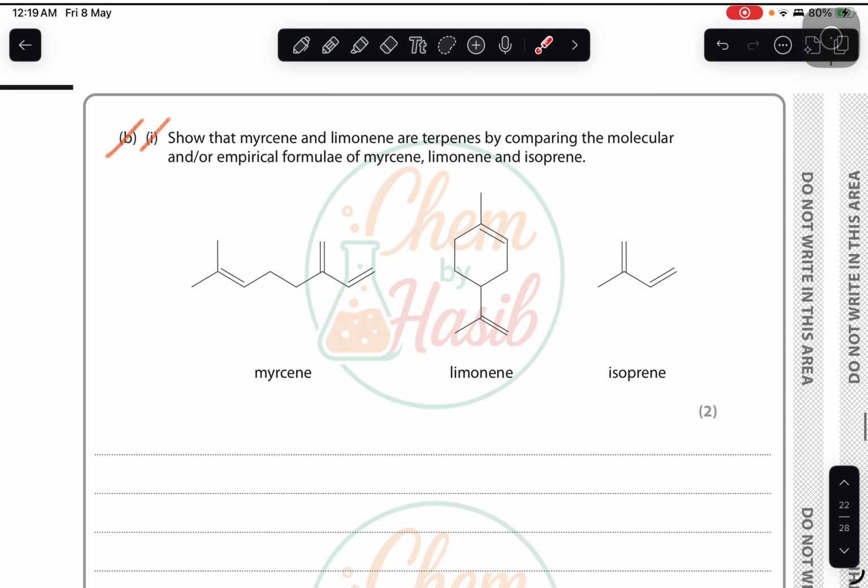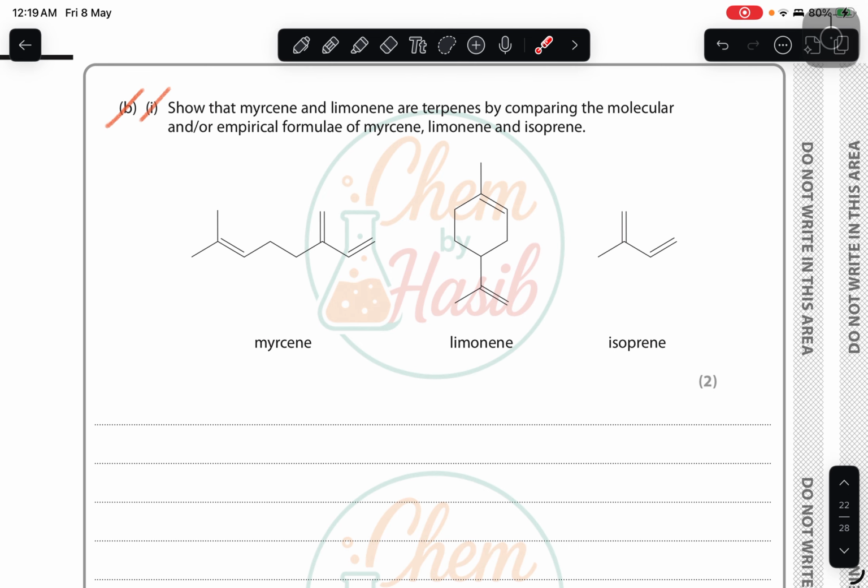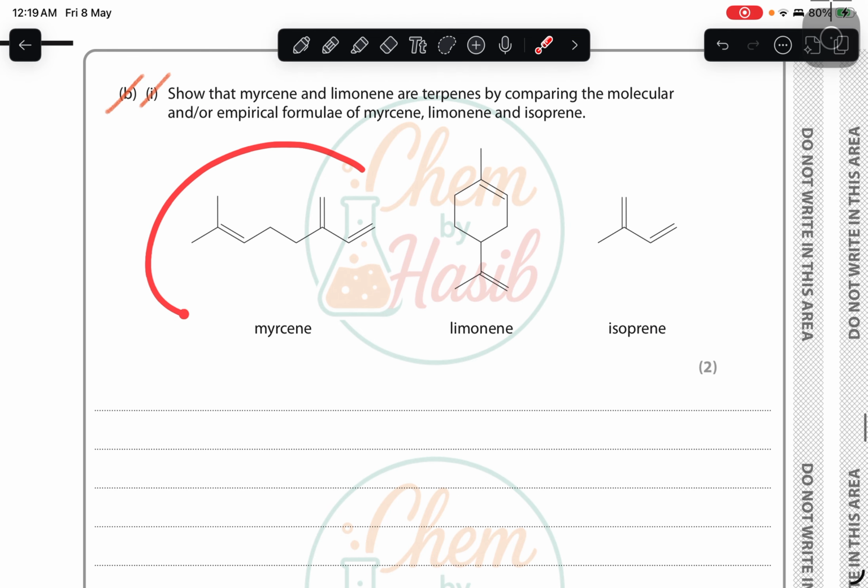So if we look at myrcene and limonene, let us find the molecular formula of myrcene. Myrcene has how many carbon atoms? 1, 2, 3, 4, 5, 6, 7, 8, 9, 10. So myrcene has 10 carbon atoms. Let us look at the hydrogen. They have three hydrogen. There's 1, there's 2, there's 2 hydrogen, there's 1 hydrogen, there's 2 hydrogen.